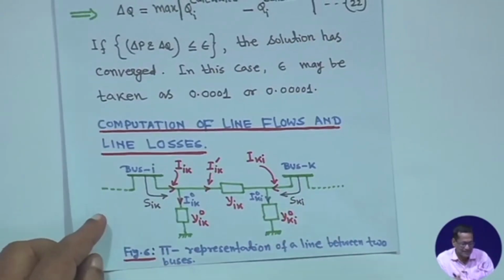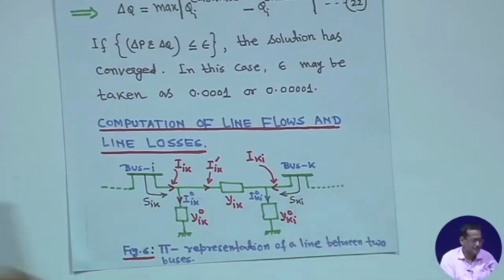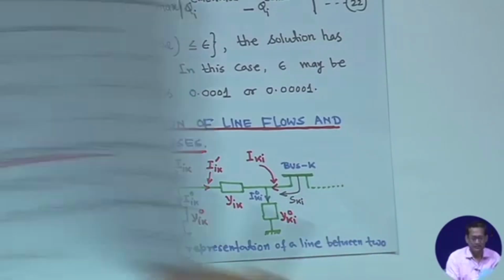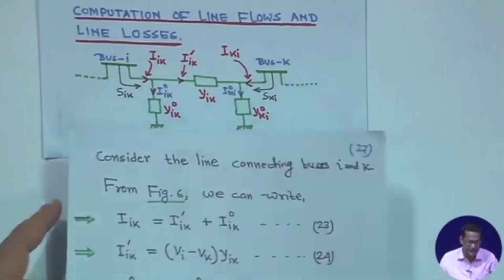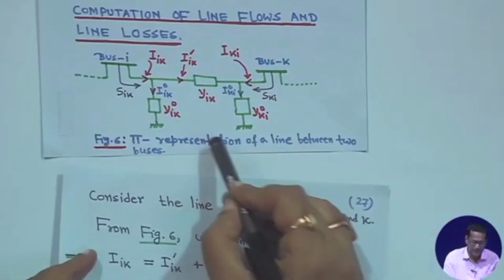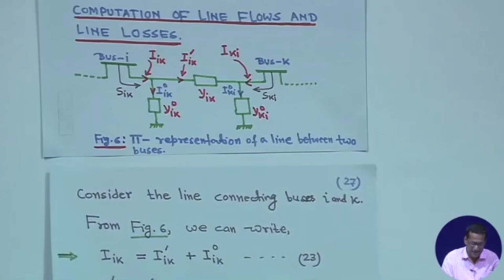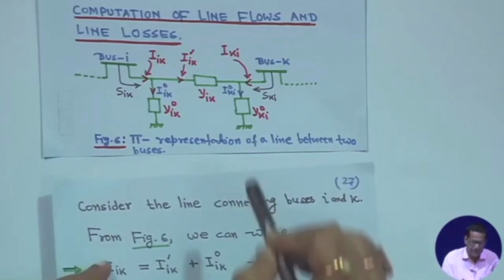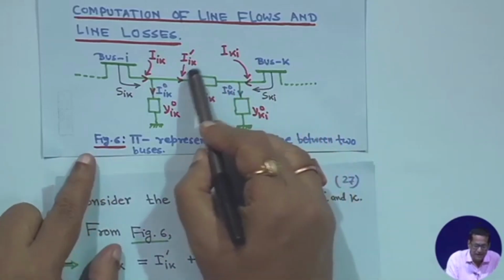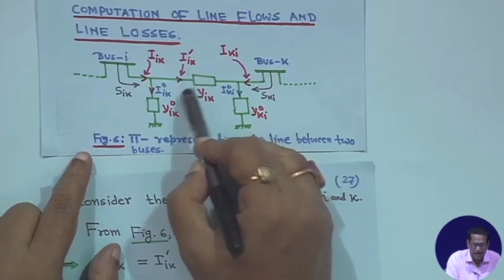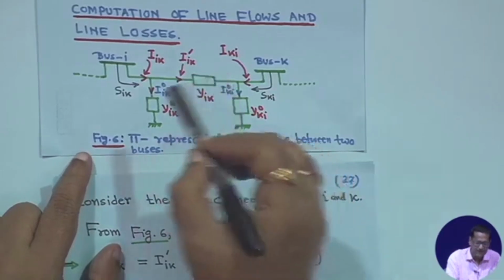In this case you have to write a few equations. It is very easy actually. This is figure 6. From figure 6 we can write I i k dash is equal to V i minus V k times y i k. This is the line current, I i k dash.